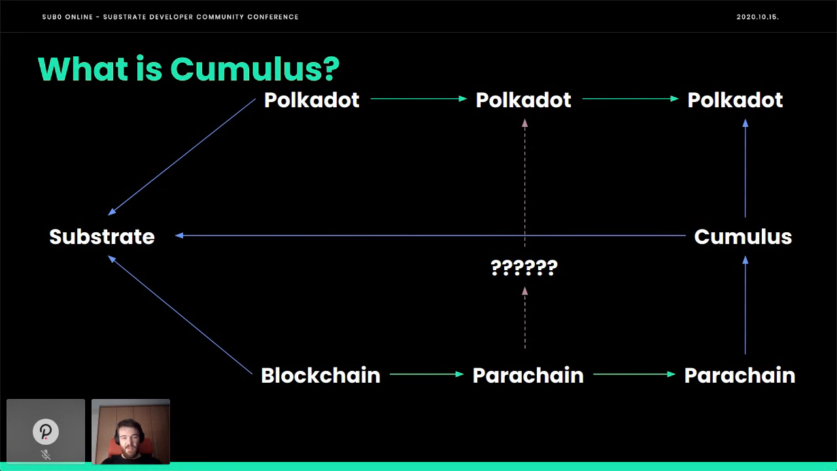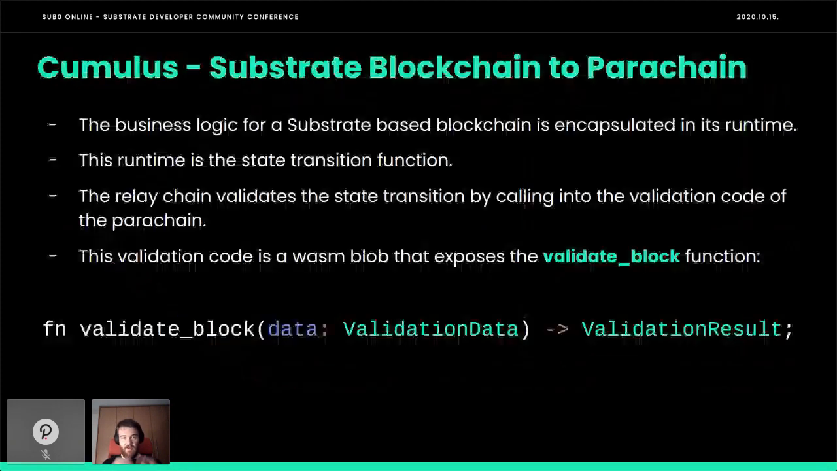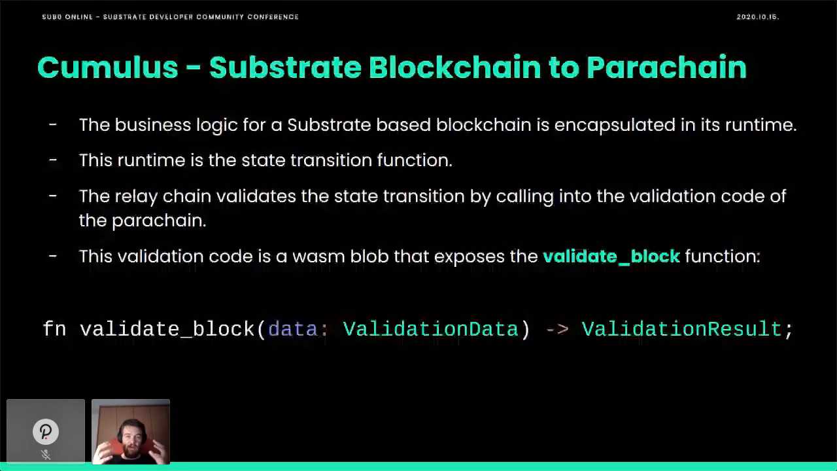So now I want to give you a really brief overview of how you can convert your runtime, your Substrate-based blockchain, to a Parachain. In Substrate you have the runtime, and that encapsulates the business logic. And the runtime is the so-called state transition function. That means you have an initial state, then you put data and transactions in, and in the end there comes the state out.